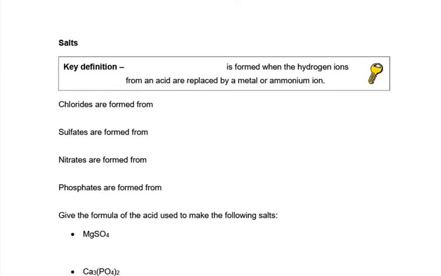This is a definition that you probably didn't use at GCSE, or if you did, you said it's just when acids and alkalis react. You can't use that at A level. It's probably one of the most useful definitions to get equations right. It's formed when the hydrogen ions of an acid are replaced by metal or ammonium ions. So we're going to take the hydrogen ions and swap them for a metal or an ammonium ion.